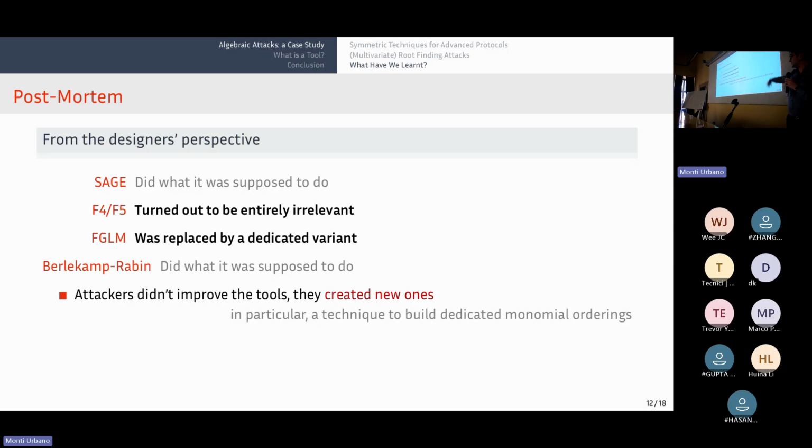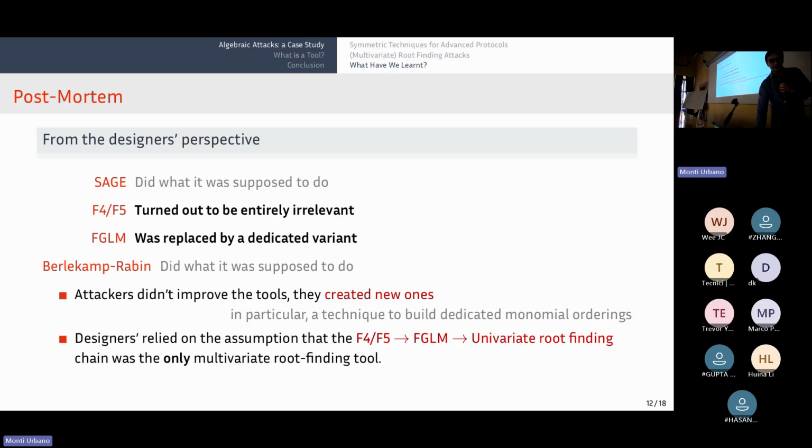In particular, what we did is to find a technique to build dedicated monomial orderings that work really well. Feel free to ask me questions about it. But in particular, we the designers relied on the assumption that this chain, so first F4, F5, then FGLM, then univariate root finding, was the only way to find the roots in your multivariate system of equations. And that is just wrong.